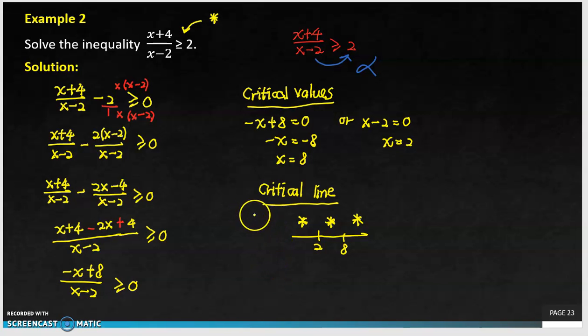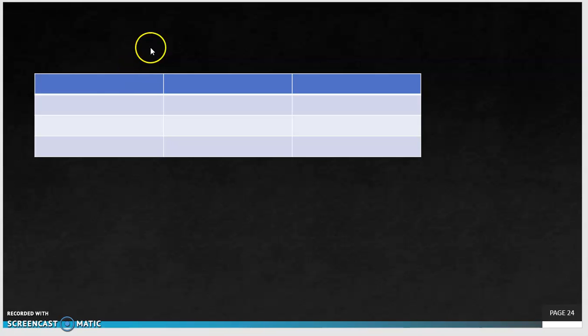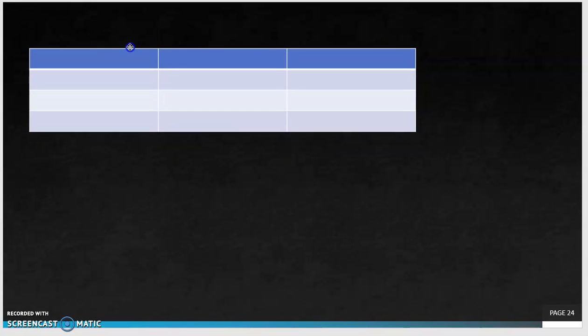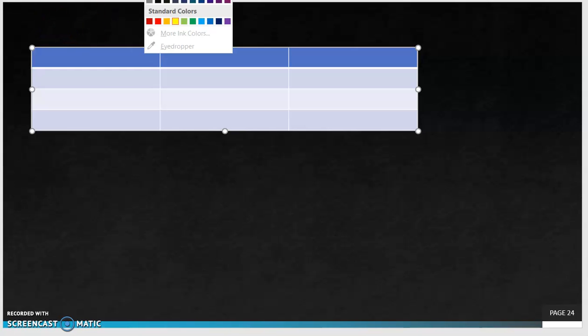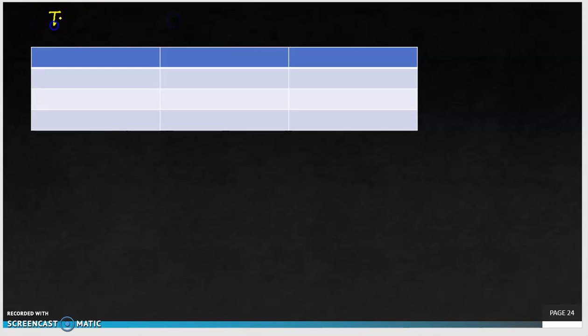Next, we will construct the table. Remember, we have the values of 2 and 8. The first interval is negative infinity until 2. The second interval is 2 until 8. And the third interval is 8 until positive infinity. Next, we look at the table. The first column will be our interval, the second column the test value, and the third column the sign of the expression.